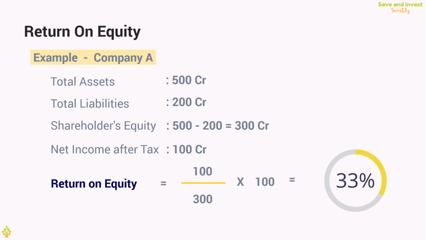If a company has a high return on equity, then it signifies that the company has strong financials and a business model that enables it to deliver high returns on the shareholders' funds. In our example, the ROE value indicates that company A can generate 33% per annum on shareholders' funds.